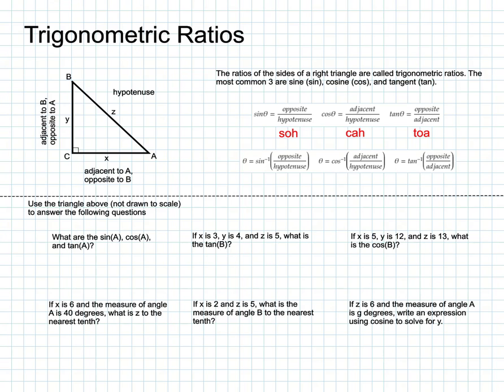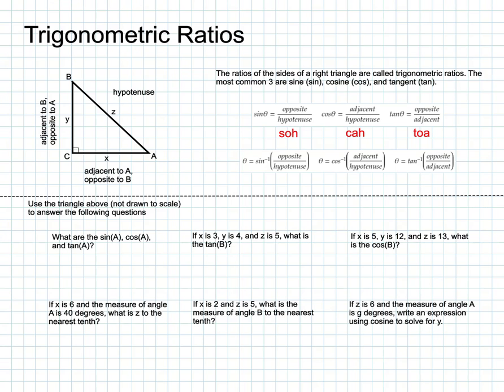The ratios of the sides of a right triangle are called trigonometric ratios. The most common three are sine, cosine, and tangent. On the left, we have a triangle with angles A, B, and C and sides of measure x, y, and z. For terminology purposes, let's review all of these different things.